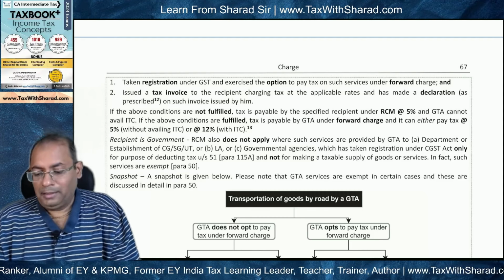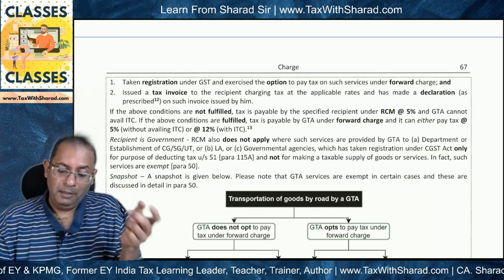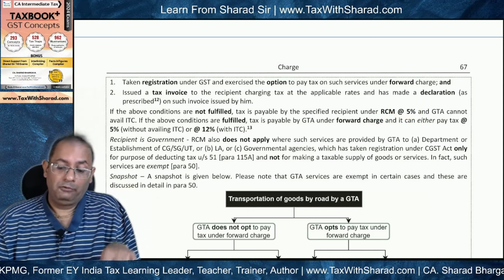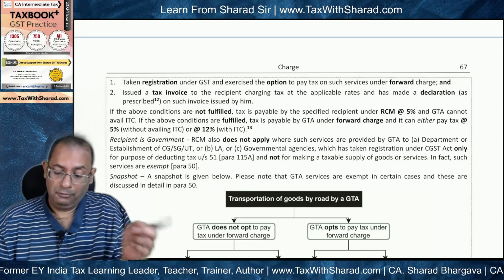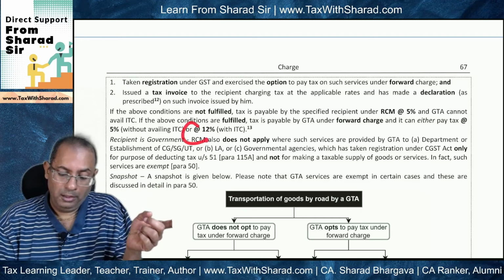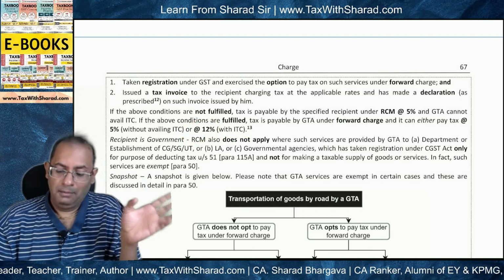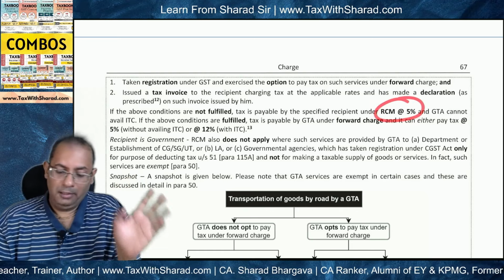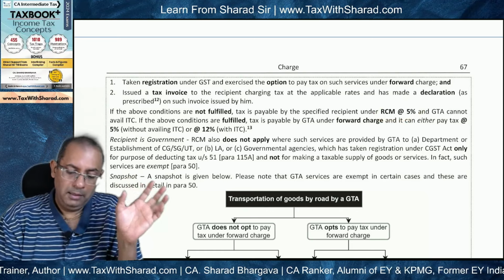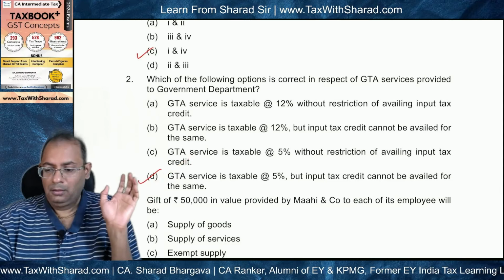And the reason is simple, that tax is payable under RCM at only 5% and therefore ITC cannot be claimed. However, if it was the case of Mahi and Company paying tax under forward charge, then a higher rate of 12% would apply and consequently Mahi and Company would be eligible to claim ITC. But in our case, it will be tax at the rate of 5% without ITC being claimed by Mahi and Company. So therefore, D becomes the correct option.